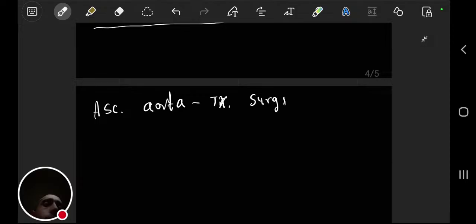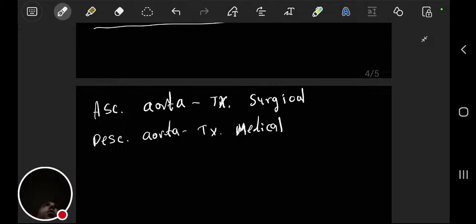So when I'm talking about ascending aorta involvement, I'm talking about treatment that is usually surgical. And when I'm talking about descending aorta involvement, I'm talking about treatment which is usually medical treatment.